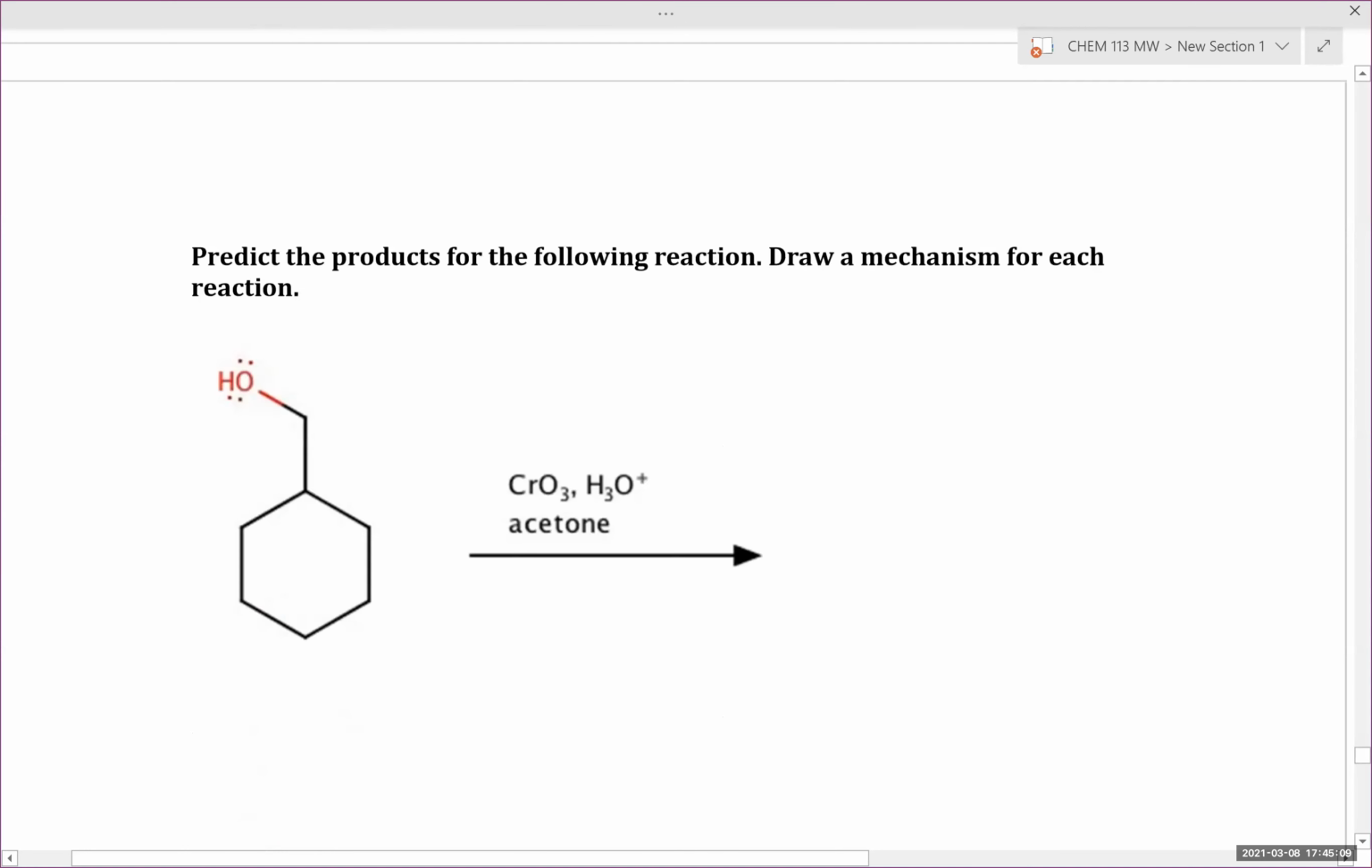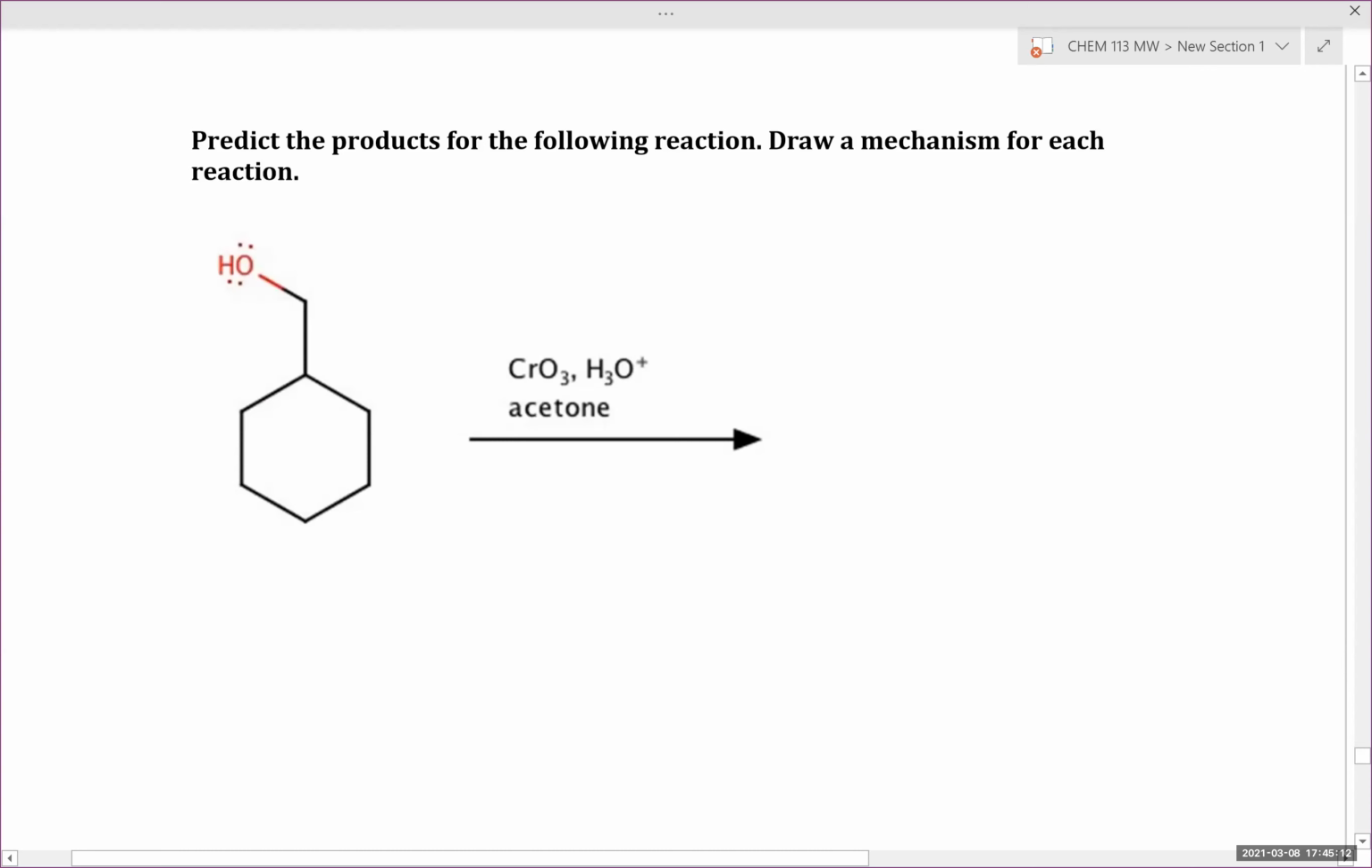So let's look at what happens when we take a primary alcohol, but this time we're subjecting it to chromium trioxide oxidation conditions under acidic conditions. So if you're oxidizing that primary alcohol under acidic conditions with chromium trioxide, what product would we expect to observe? An aldehyde, an alkene, a carboxylic acid? What product would we expect to observe?